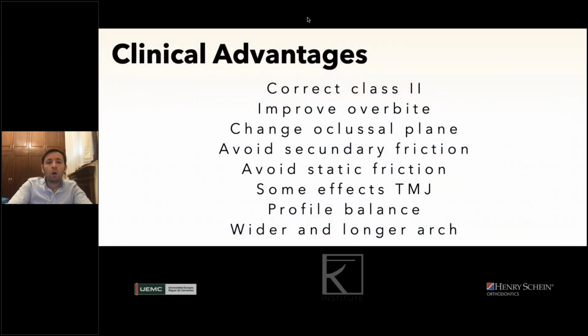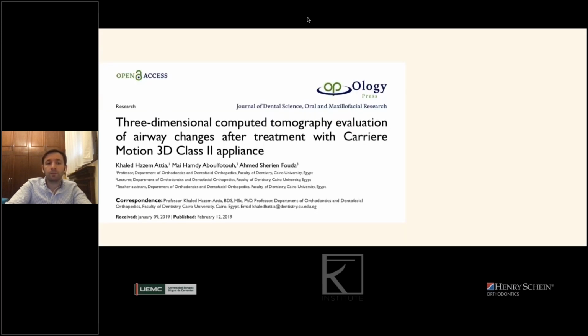So what clinical advantages do I have when I use a motion? I correct the class 2, I improve the overbite, I change the occlusal plane, I avoid the secondary friction, I avoid or eliminate the static friction, I have some effects in the TMJ, I improve the profile balance, and for sure I make a wider and longer arch, as we concluded in 2015.